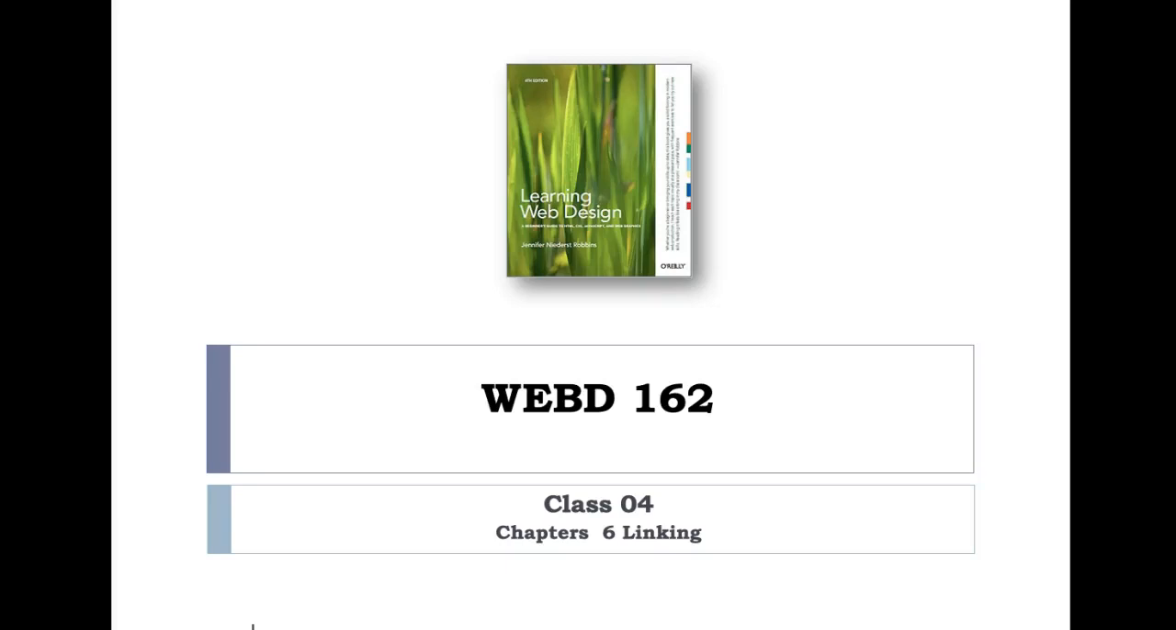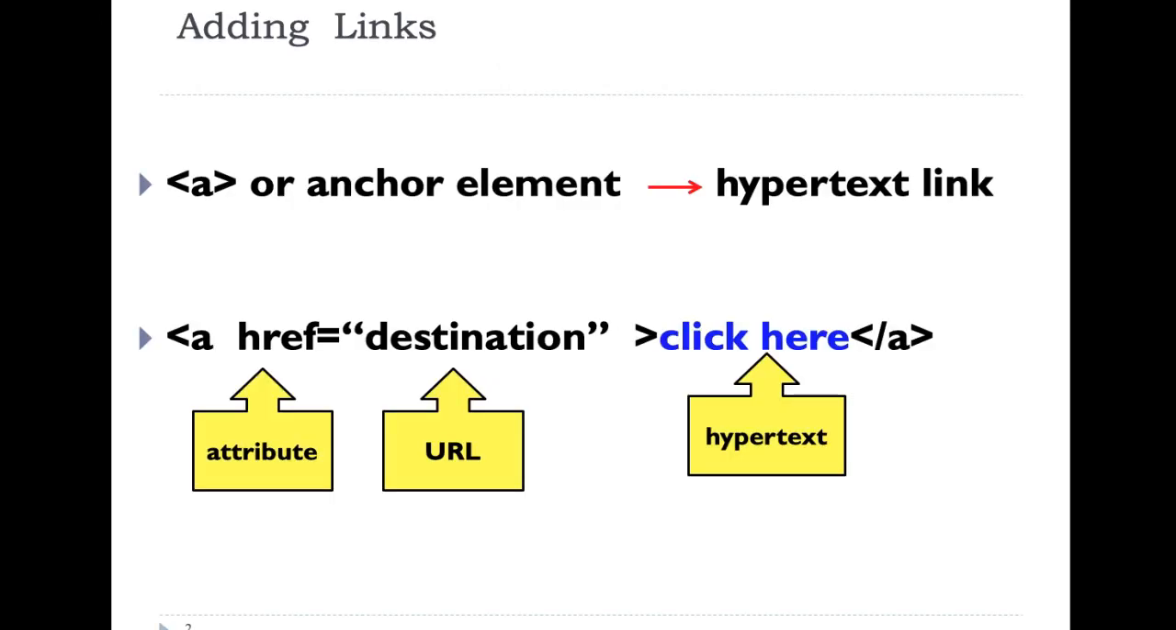Welcome to Class 4. This class we're going to cover Chapter 6, which covers linking. Obviously this is a huge part of what we do. Our websites are more than likely containing multiple pages. Yes, you might have a website that has a one-page scrolling or parallax layout, but regardless, even if you did, you'd still have to link to elements within that one long scrolling page.